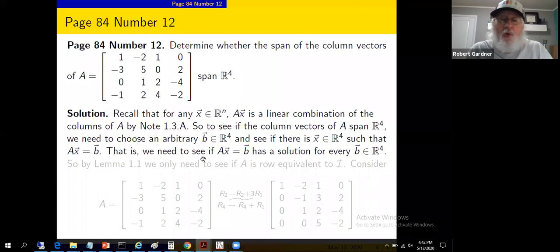Okay, so what we need to do is translate this into something we know how to do. We need to see if AX equals B has a solution for every vector B in R4. That's exactly what the last theorem dealt with. So we need to see if matrix A is row equivalent to the identity matrix. If it is, then yes. If it isn't, then no, to answer their question.